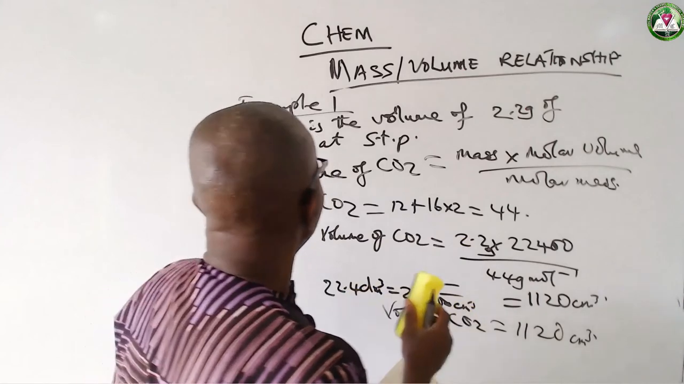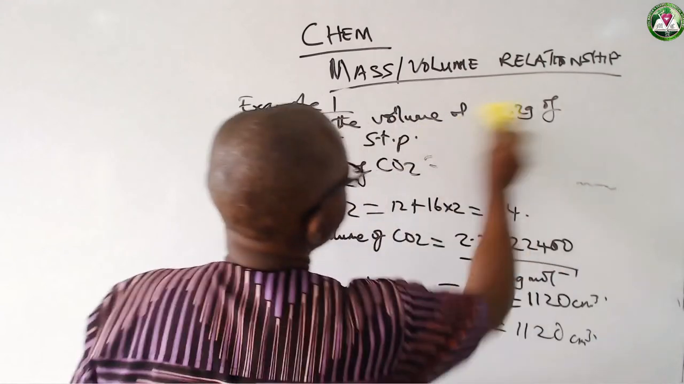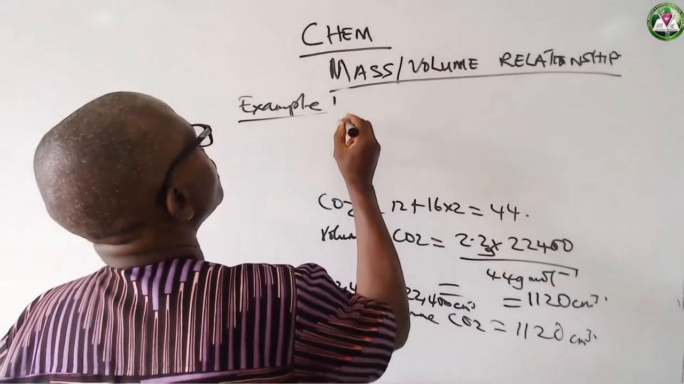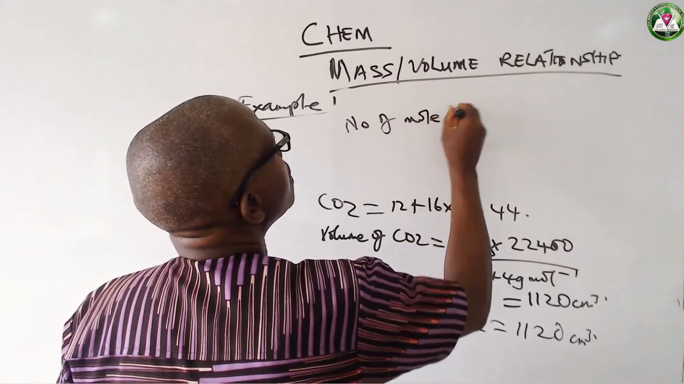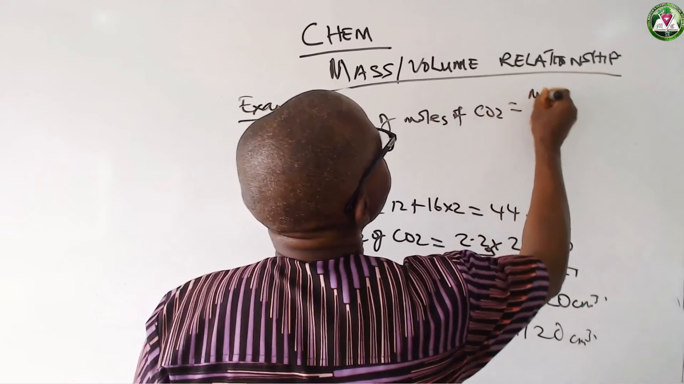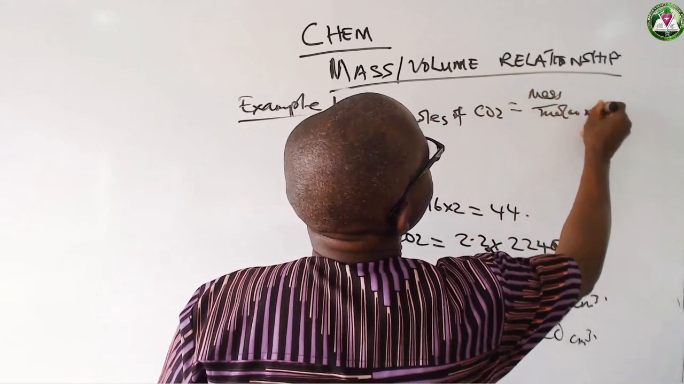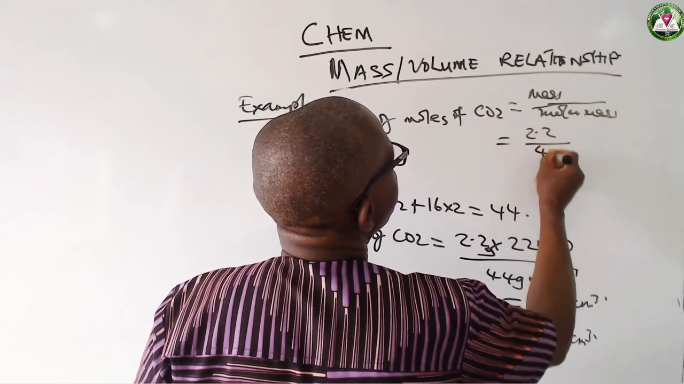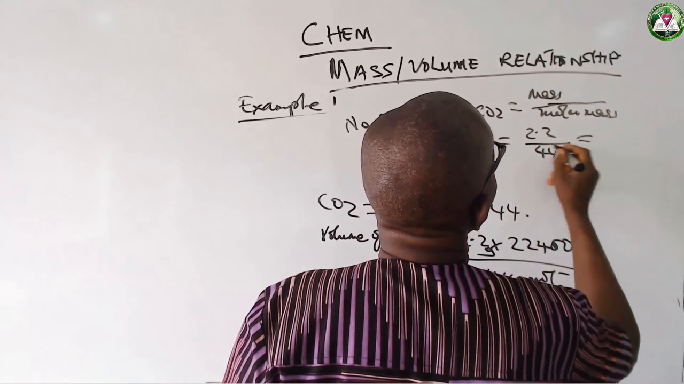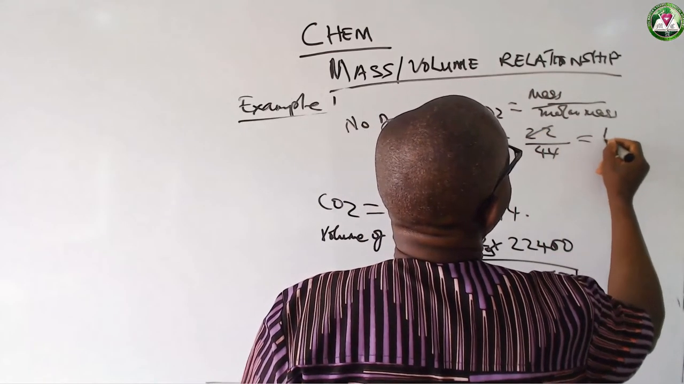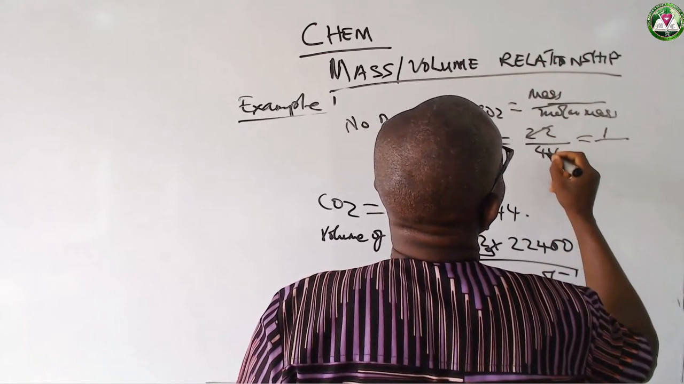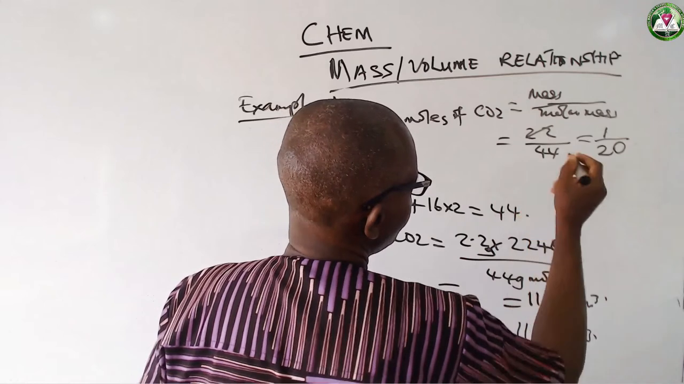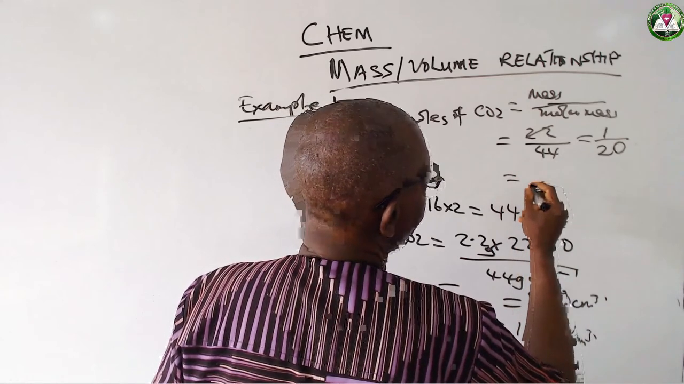You can still solve this problem by finding the number of moles of CO2. Number of moles of CO2 is mass over molar mass. The mass there is 2.2. The molar mass is 44. Is equal to 2.2 divided by 44, which is 1 over 20. You can use your calculator to check it. Therefore, that will give you 1 over 20.